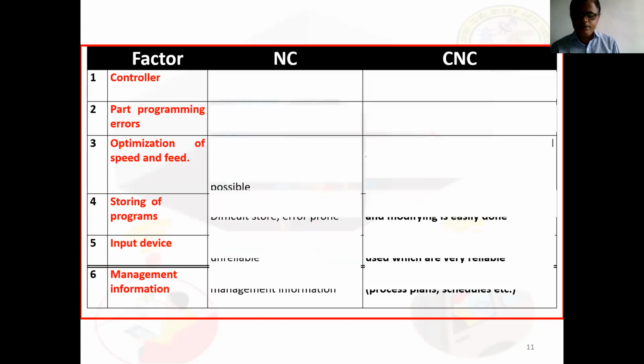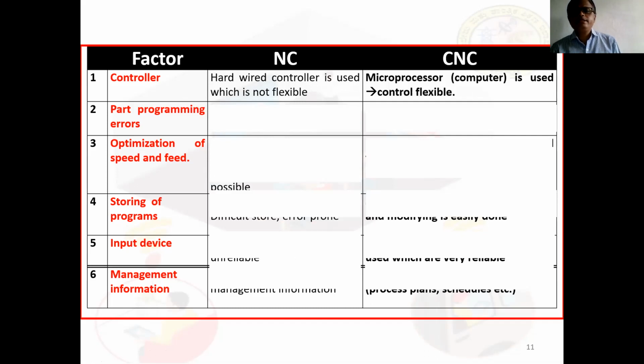So now we will understand what are the differences between NC machines and CNC machines. NC, as we have already studied, is numerically controlled machine tools. CNC is computer numerically controlled machine tools. So controlling the machine tool with the help of numbers and alphabets. How does it take place in NC? A hardware controller is used, which is not flexible. Whereas in CNC, the microprocessor, that is computer, is used. That means the control is very flexible.